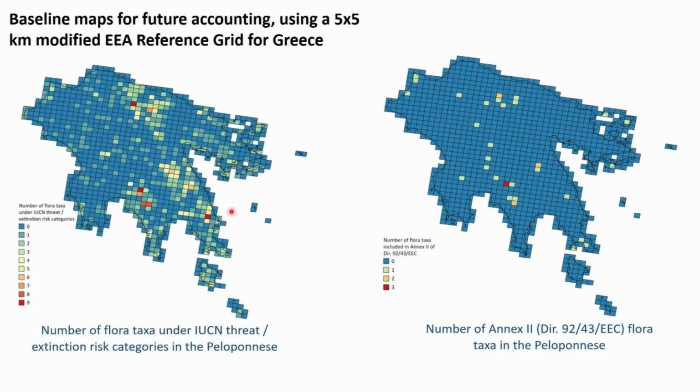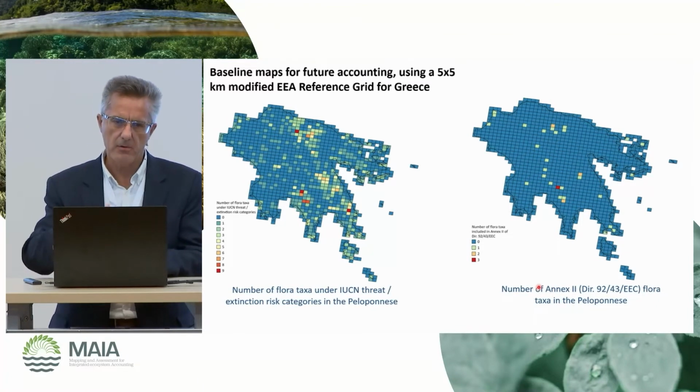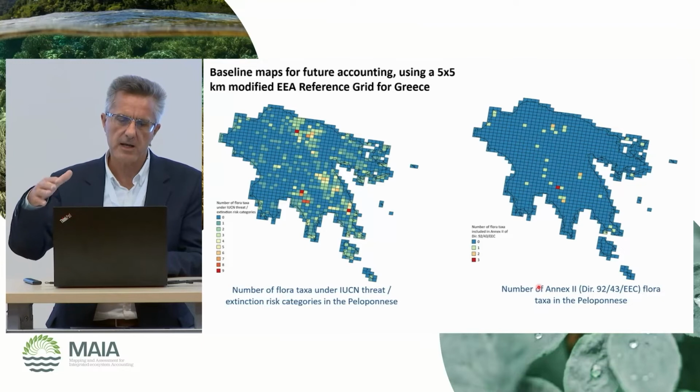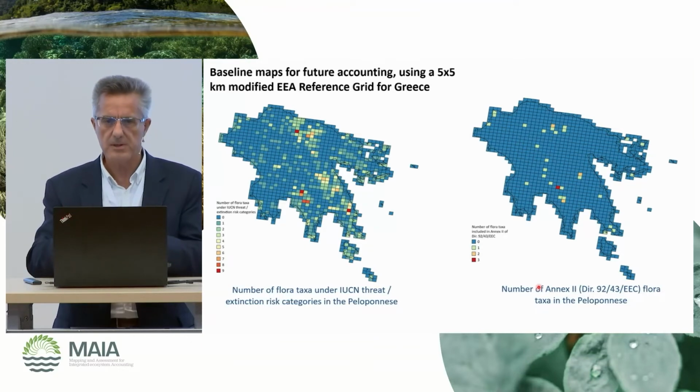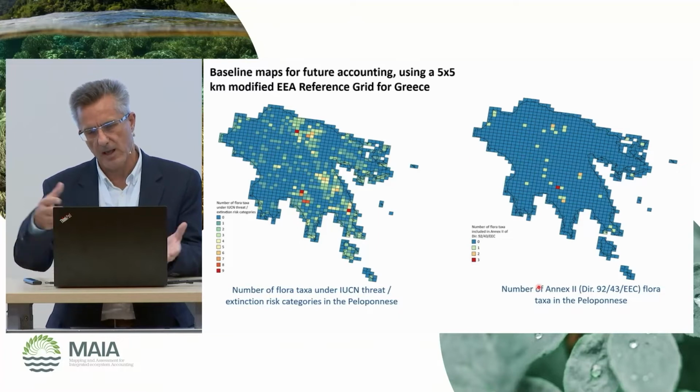Then we modified the EEA reference grid for Greece, and for Peloponnesus, again, we have the number of plant taxa under the IUCN threat extinction risk categories, and the same for the number of Annex II taxa in the Peloponnese. So these are the baseline data that we have nowadays, and then we want to create a standardized way of monitoring the species per grid cell, so that in the future we have the possibility to compare at different times, to create a time series.